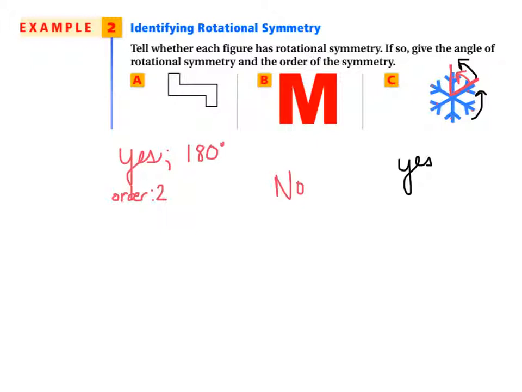So you can take 360 divided by 6. That gives you an angle of rotational symmetry of 60 degrees. Well, how many times can you move 60 degrees to get 360? Well, it would be 6, so you have an order of 6.